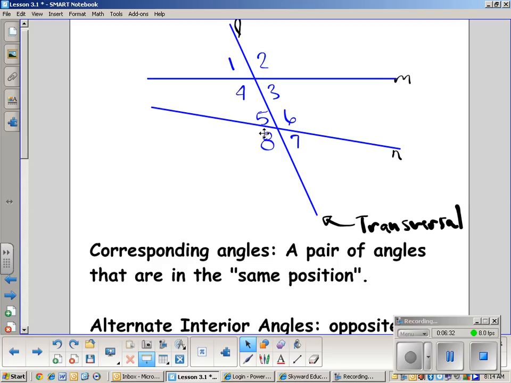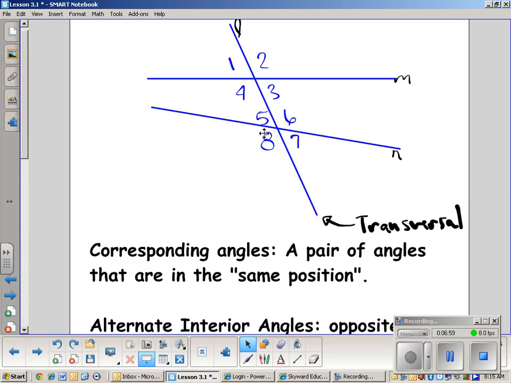Are M and N parallel lines now? No. They're most definitely going to intersect somewhere in the near future on the left end of the lines, aren't they? Okay? So they're not parallel. But we still have alternate interior angles there. What are they? 4 and 6 and 3 and 5.